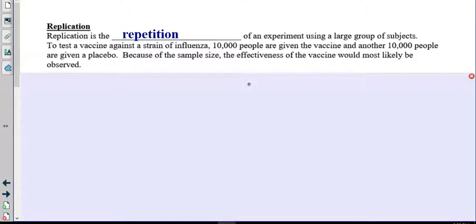Almost seems like we've seen this before. Replication is repetition of an experiment using a large group of subjects. So to test the vaccine strain of influenza, 10,000 people are given the vaccine, and another 10,000 people are given a placebo. So they're just shot with saline, salt water. They don't know any difference. Because of the sample size, 10,000 in each group, the effectiveness would most likely be observed. The more people you have, the better chance you have of getting good data out of it.